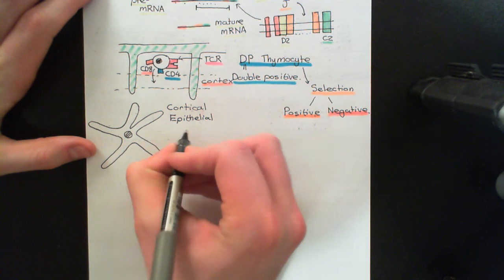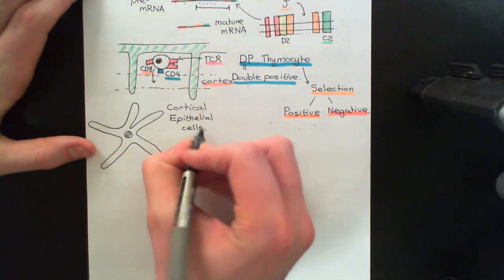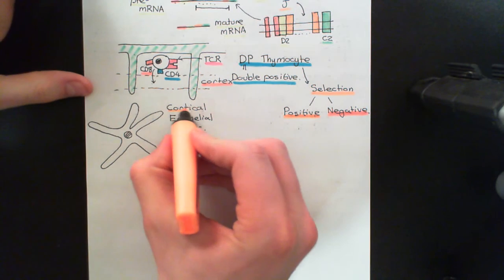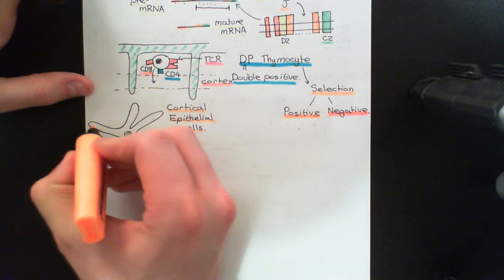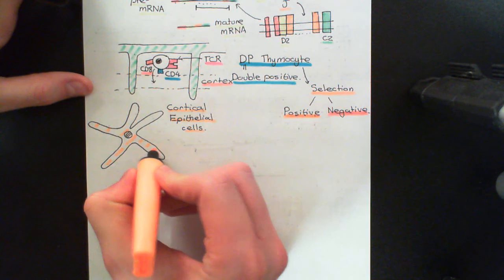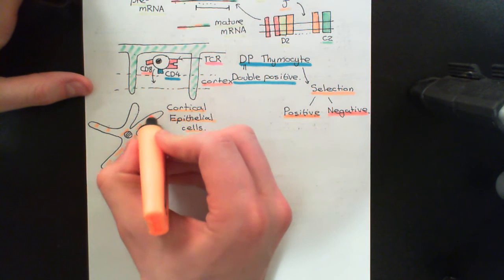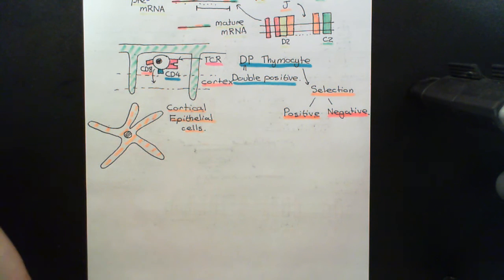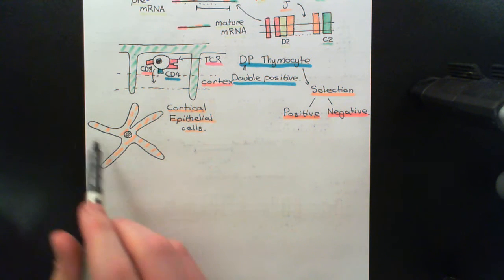So you have lots of these cortical epithelial cells in the cortex of the thymus gland. These will be in this region here. I'm just going to colour in my cortical epithelial cell. We'll have him in orange here. Okay, so this is a cortical epithelial cell, and these are the cells which are going to be taking part in the positive selection process for these double positive thymocytes. So how are they going to do this? Well, these cortical epithelial cells are going to put on their surface MHC class 1 complexes and MHC class 2 complexes with peptide fragments from their own proteins in.